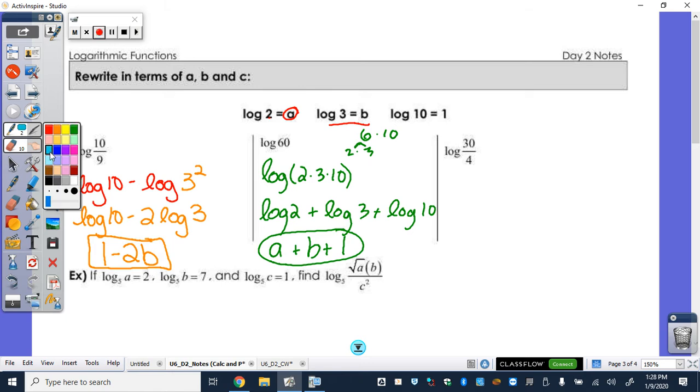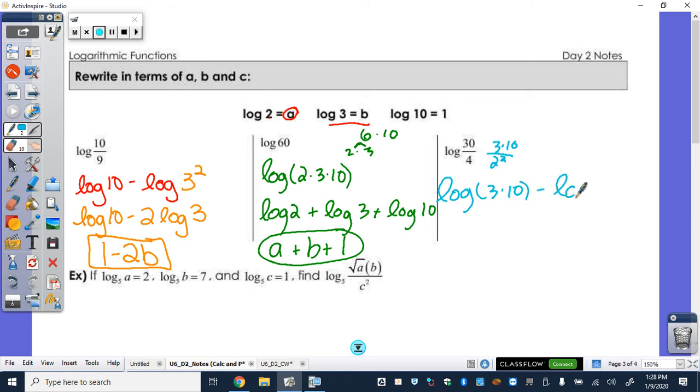All right, 30 could break apart into 3 times 10. And then 4, how can we rewrite 4? 2 times 2, also known as 2 squared. So I would have the log of my numerator, which is 3 times 10, minus the log of my denominator, which is 2 squared. Because again, we broke apart the numbers to be able to simplify things.